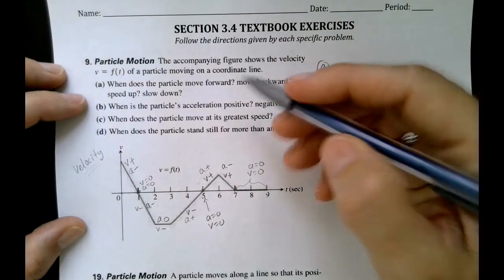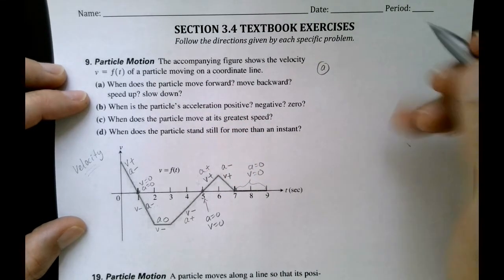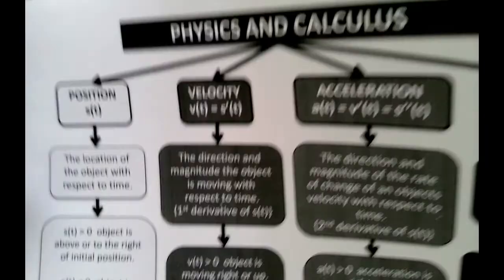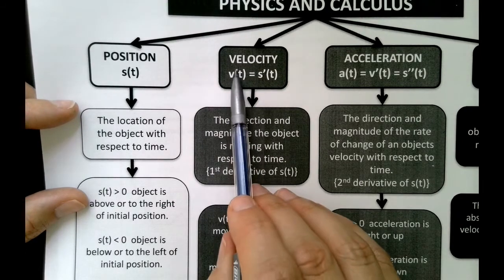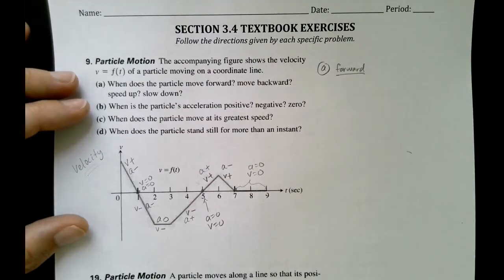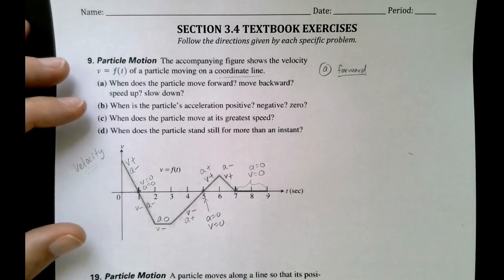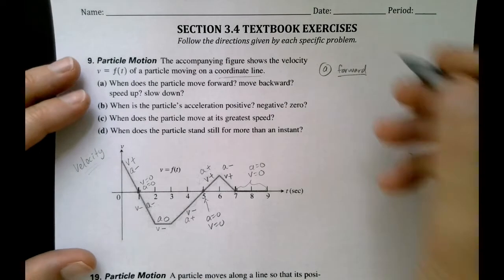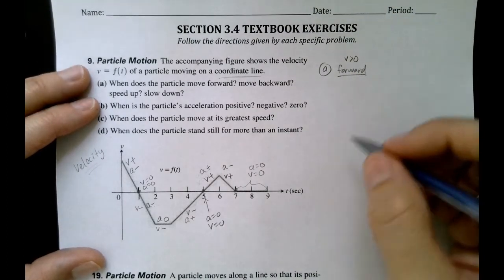A. When does the particle move forward, backwards, speed up, or slow down? When does the particle move forward? The direction it's moving is velocity. So if it's moving forward, because my object is moving on a coordinate line, so it's either moving up, down, left, or right, that doesn't matter necessarily. What we want to know, if it's moving forward, then velocity should be positive.